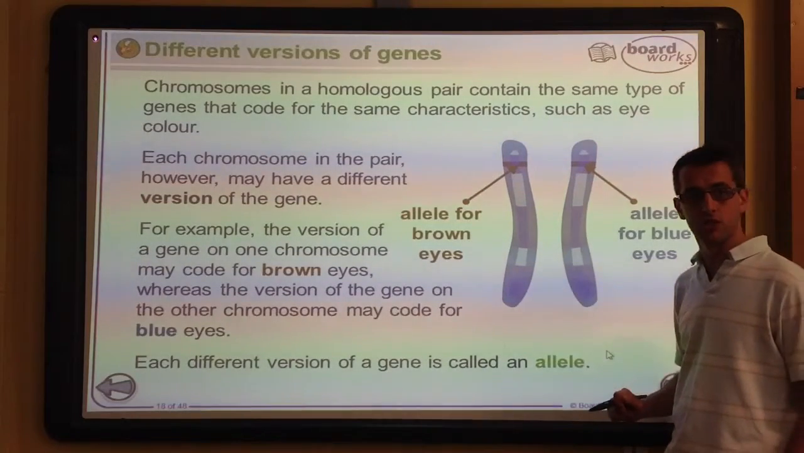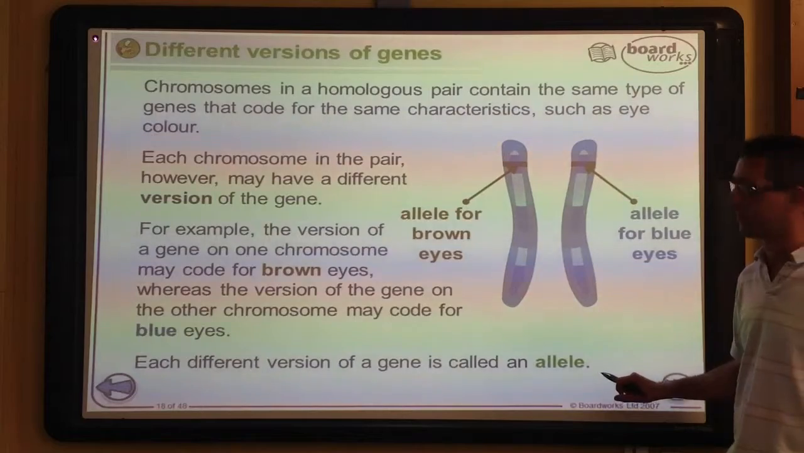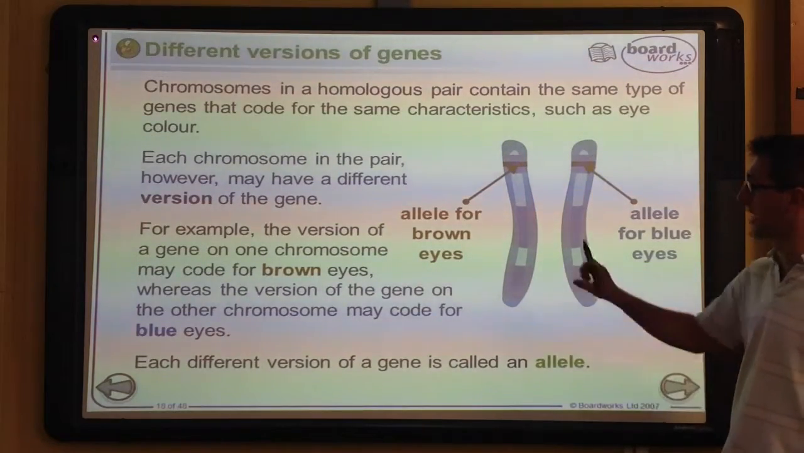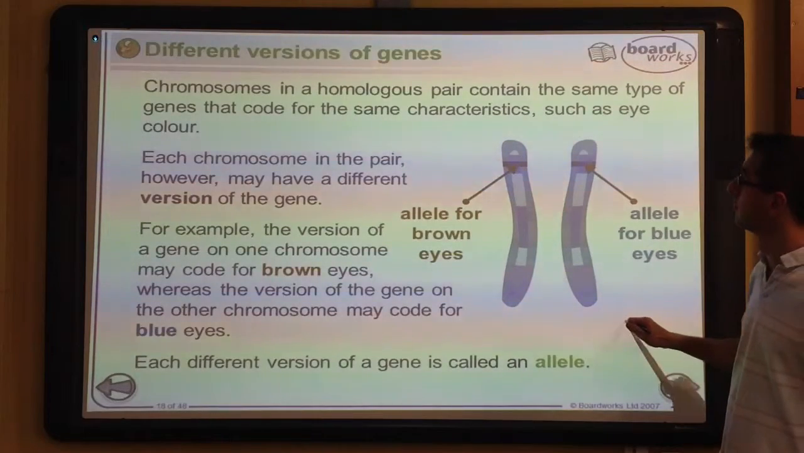These different versions of the genes are called alleles. That's a very important term to know. So it was an allele for eye colour, a brown allele, or a blue allele.